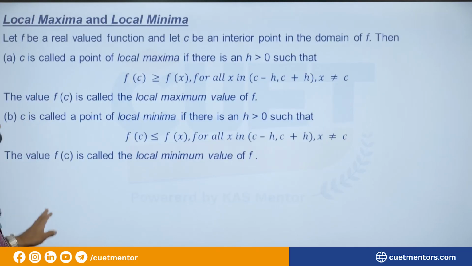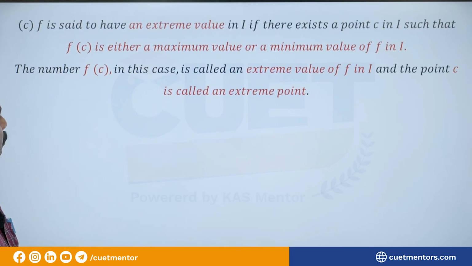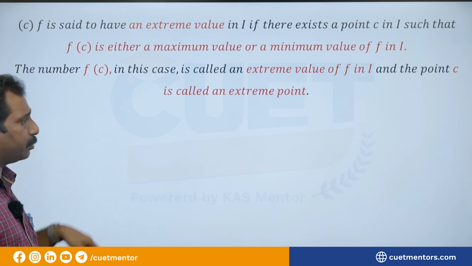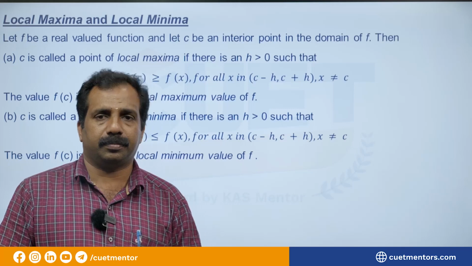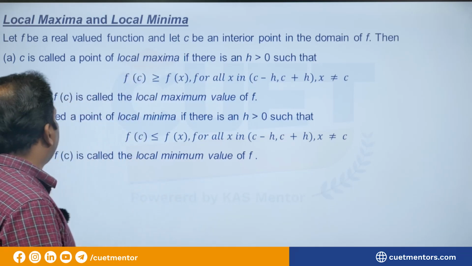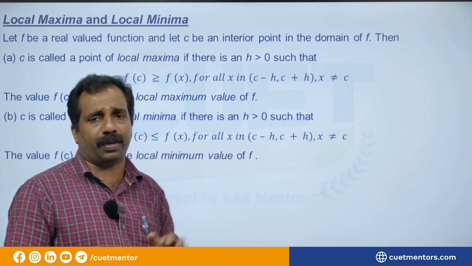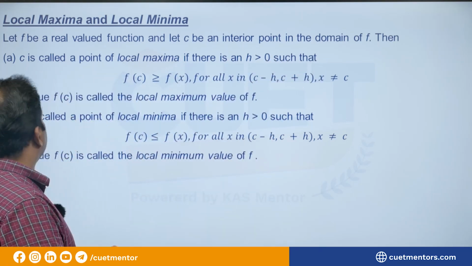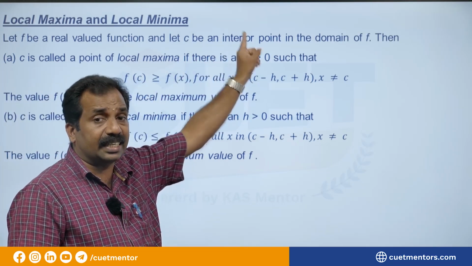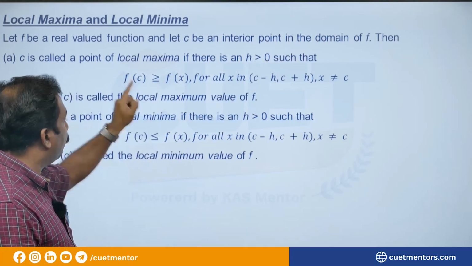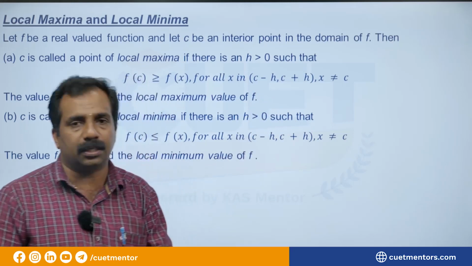So I am going to discuss the next point: local maxima or local minima. What do you mean by local maximum? Let f be a real valued function and c be an interior point in the domain of f. Then c is called a point of local maxima if there exists an h greater than 0 such that f of c is greater than or equal to f of x for all x belonging to (c minus h, c plus h).